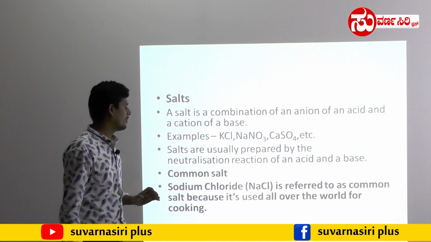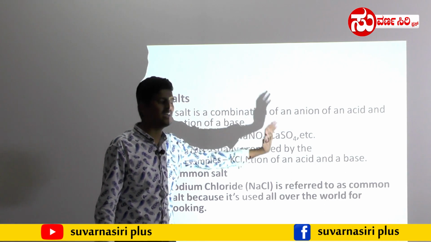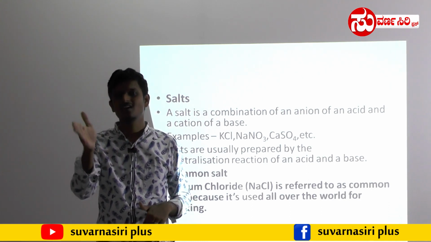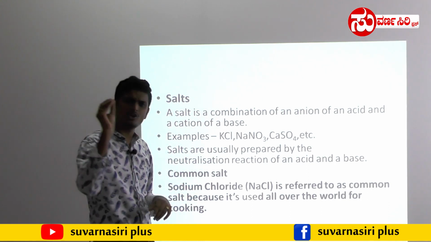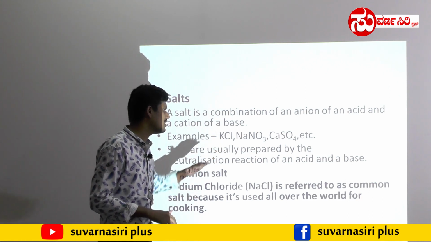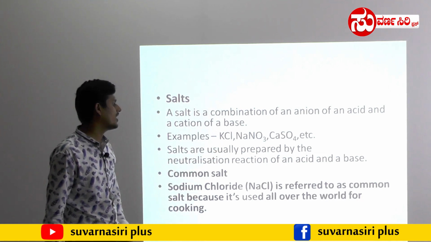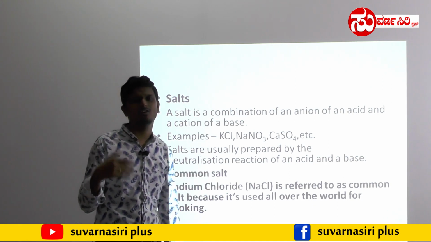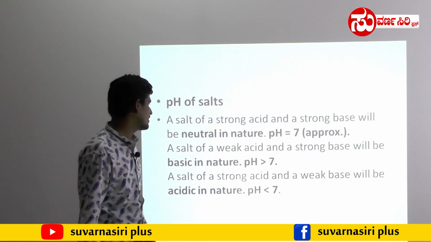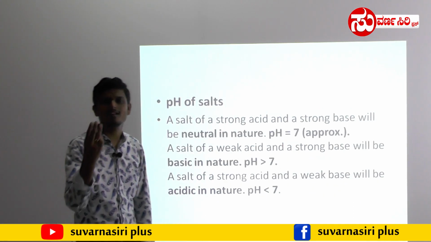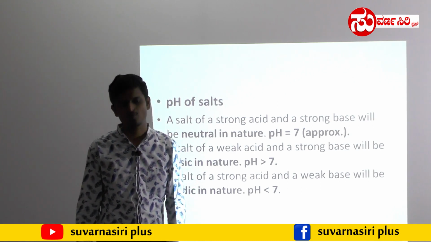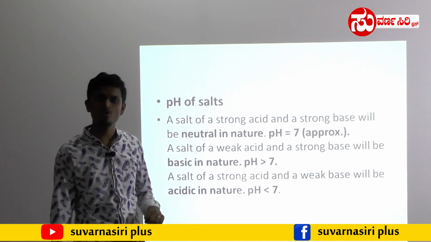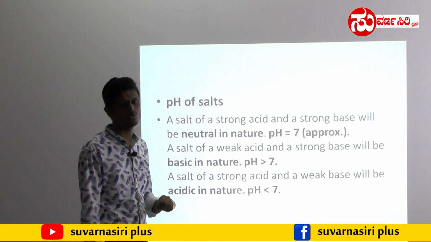Salts are usually prepared by the neutralization reaction of an acid and a base. Because during a neutralization reaction, an acid reacts with a base and forms salt and water. Common salt is sodium chloride, called common salt because it is used worldwide for cooking. There are three types of salts, as mentioned in your textbook: acidic salt, basic salt and neutral salt. You already studied how they are formed, so one more time I will recall that.